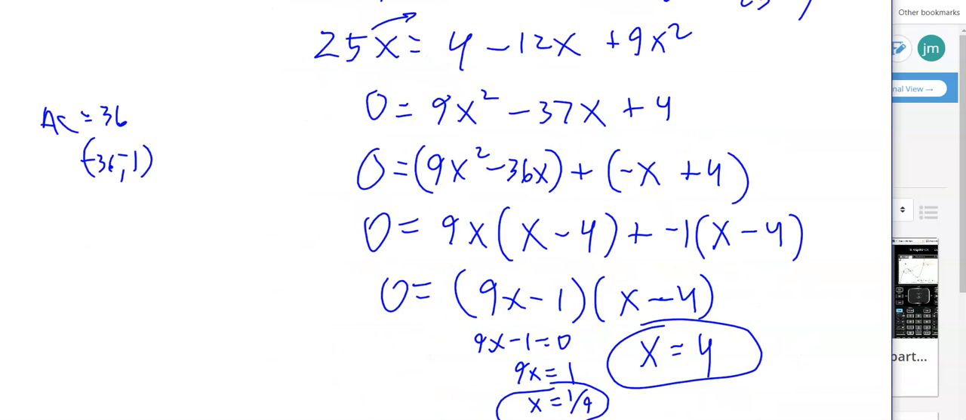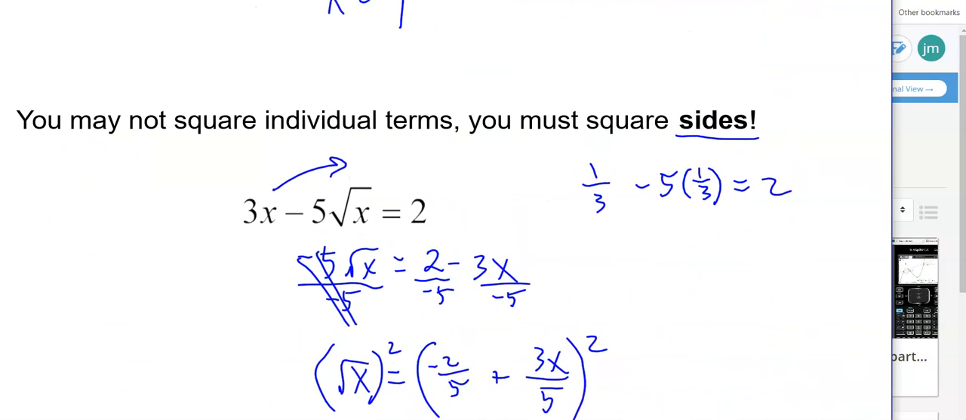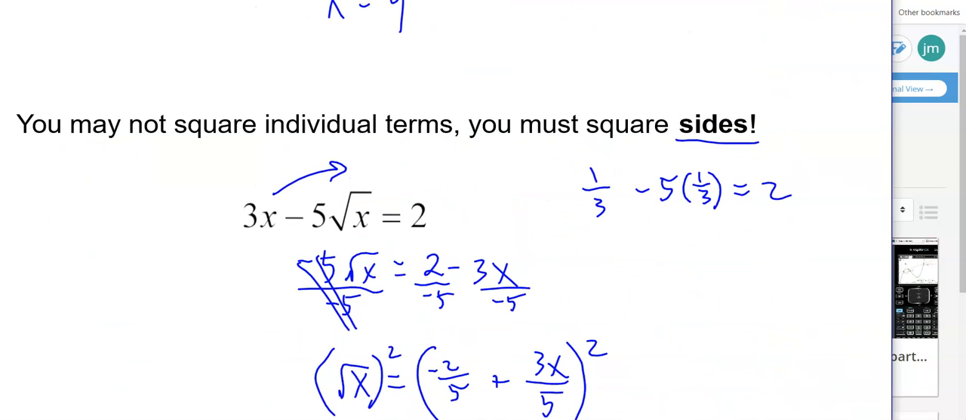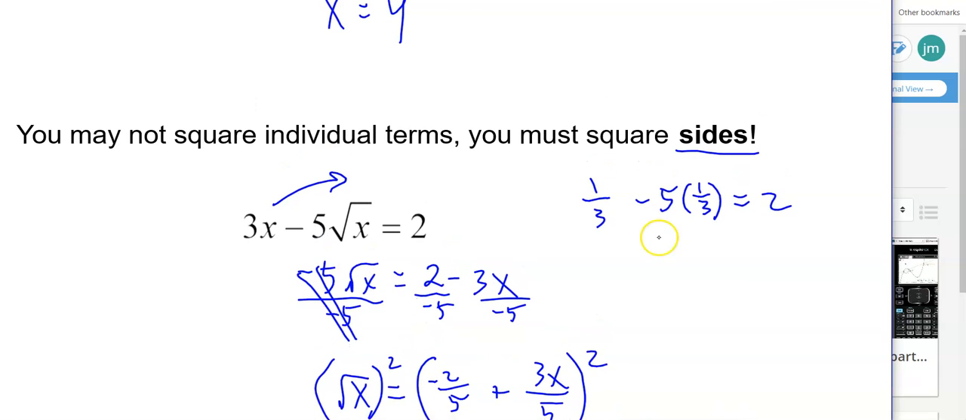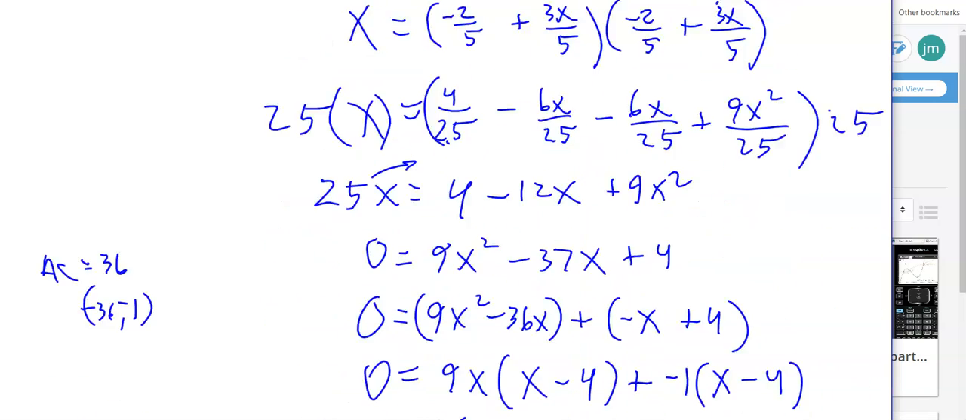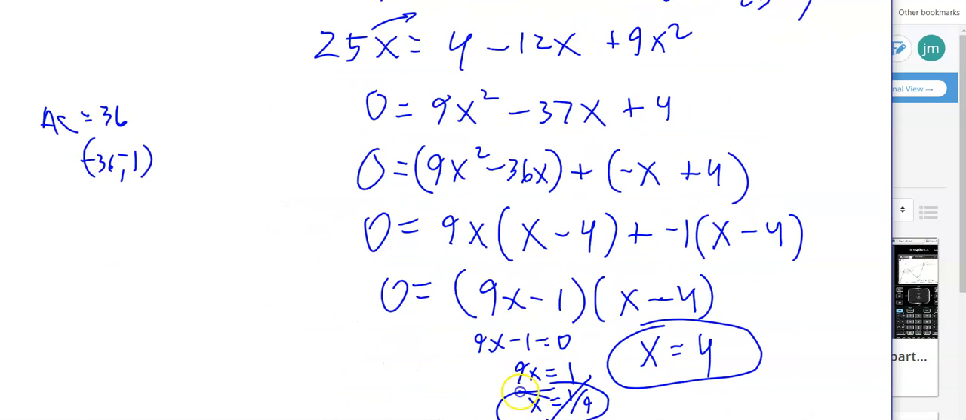It's positive 1/3, right? 1/9. Yeah. Okay. So 1/3 minus 5/3 is 2. Let's see. So it's negative 4/3 equals 2. I don't think that works. All right. So one of these answers is extraneous. So we just have one answer. X equals 4 would be correct there.